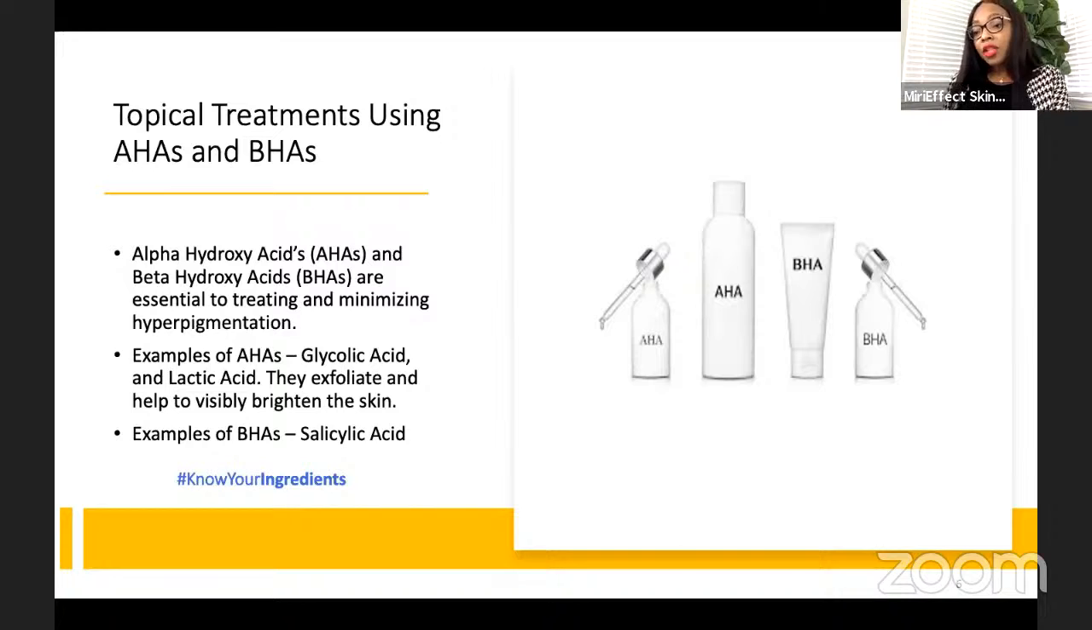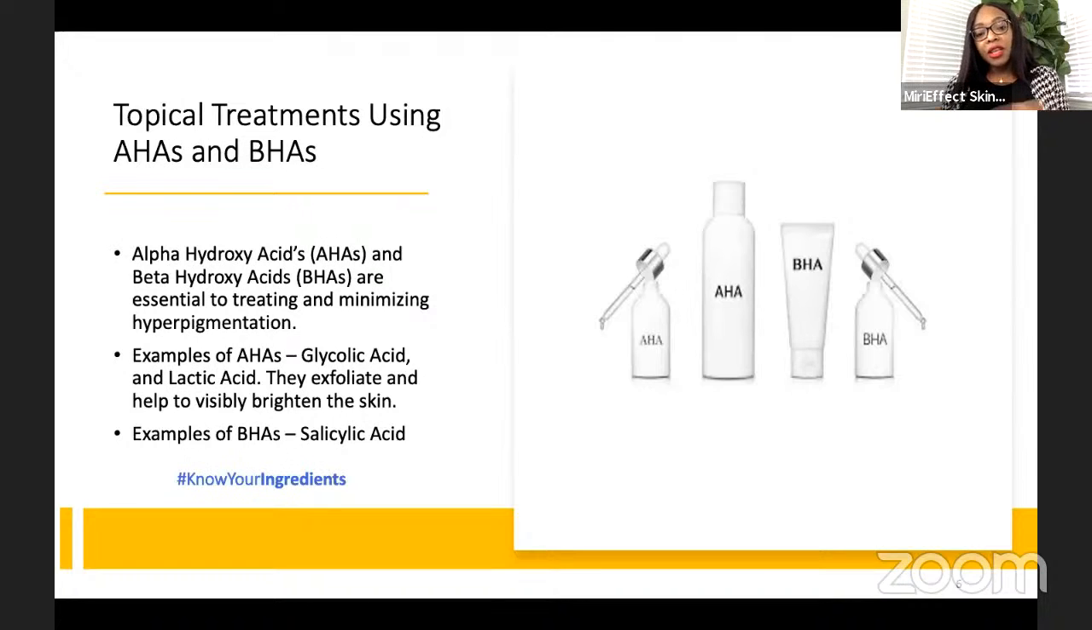I always recommend exfoliating your skin at least 2 to 3 times a week. This is usually done after you've cleansed your skin. You cleanse your skin, you exfoliate, and then you put on the rest of your skincare treatments. That's the order that I typically recommend.